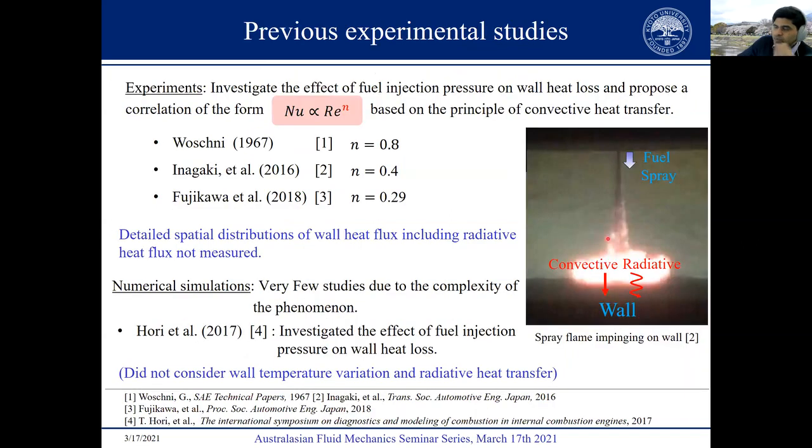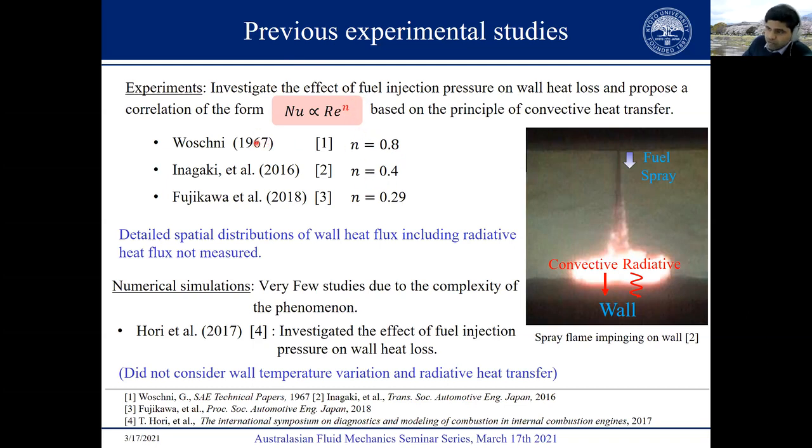So in some previous experiments, what they investigated was the effect of fuel injection pressure, combustion, and combustor size on the wall heat loss. Based on the principle of convective heat transfer, many researchers have proposed correlations between the Nusselt number and the Reynolds number, as shown here. Basically, the Nusselt number has a power law dependence on the Reynolds number. Many researchers did experiments, and they found different values for this correlation index.